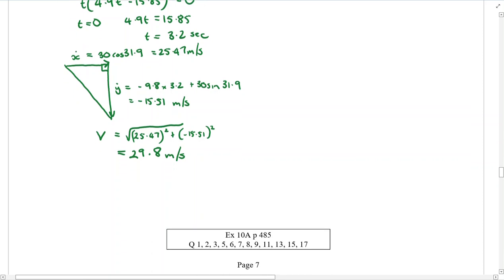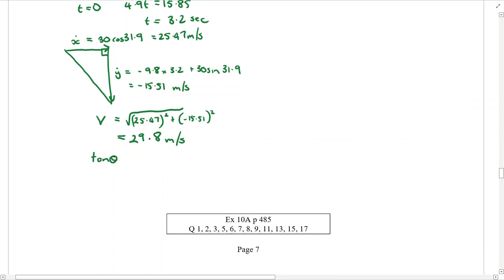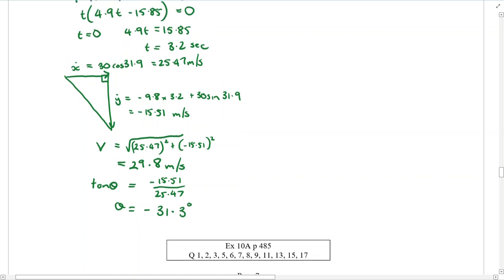And to find the angle, if I do tan opposite over adjacent, and I inverse tan that, I get 29, no I don't, sorry. I get -31.3 degrees. And I didn't really need to do that again. We already knew that the angle that we're putting in was 31.9. But that was the process that we used for the last question, so you can see that's there as well. So it should be pretty much the same at the start and at the finish.